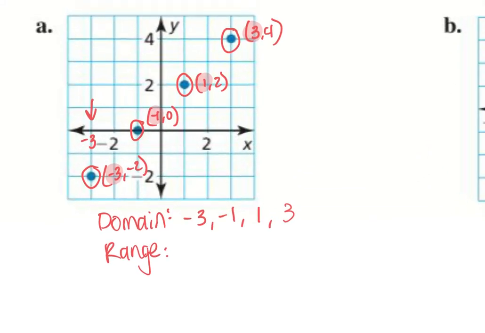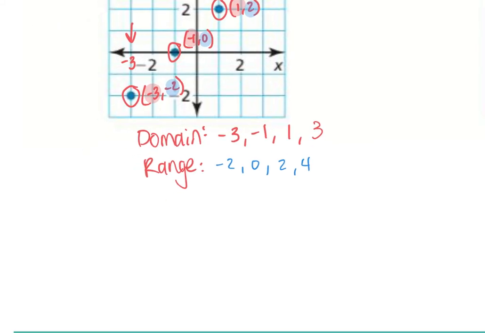Those are our inputs. Our outputs are what y is: -2, 0, 2, and 4. That's our range. So our range in this case is -2, 0, 2, 4. So we've got all our domains, all of our ranges, and they have to be, write this down as a little note to yourself, they have to be ordered from least to greatest.